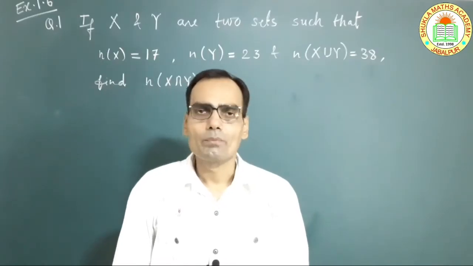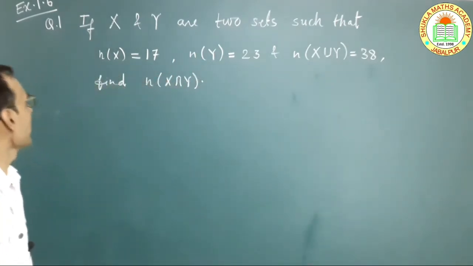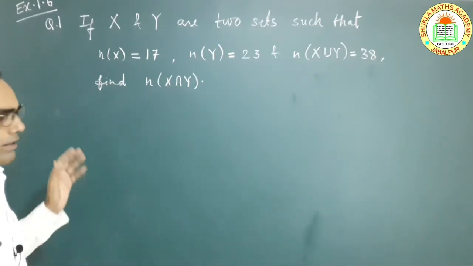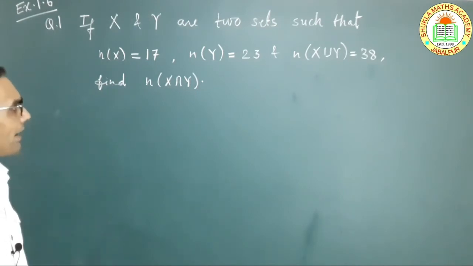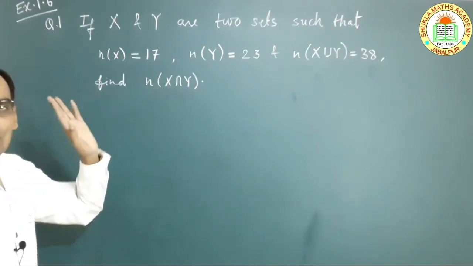Exercise 1.6, problem number 1. The question is: if x and y are two non-empty sets such that the number of elements in x is 17, the number of elements in y is 23, and the number of elements in x union y is 38, find the number of elements in x intersection y.